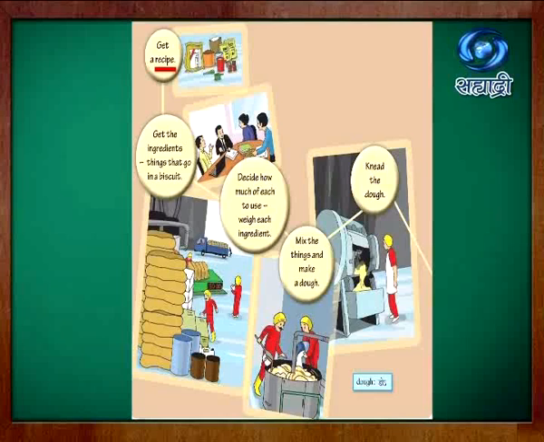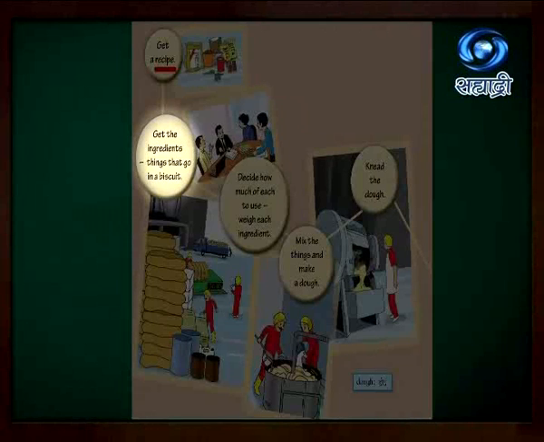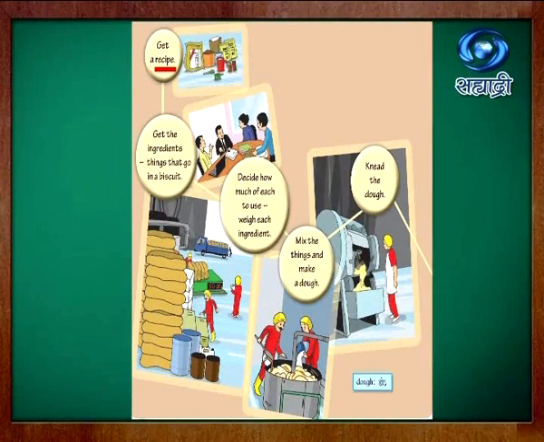The next step is get the ingredients. Things that go in a biscuit. Do you see any of the new words in this step? Yes. Ingredients. Ingredients are the different types of things that are used to make a food item. And in this case, ingredients mean the different type of things used to make a biscuit.